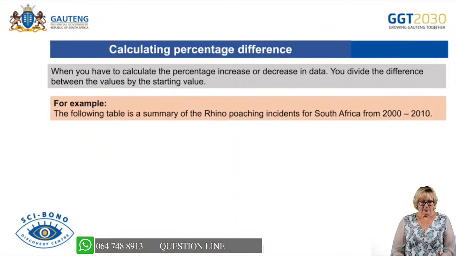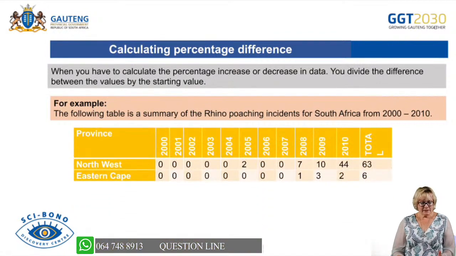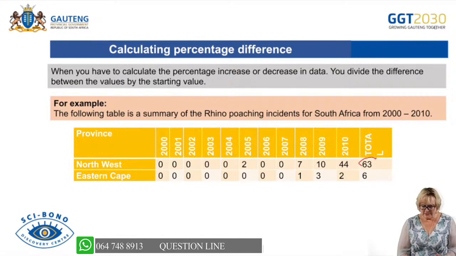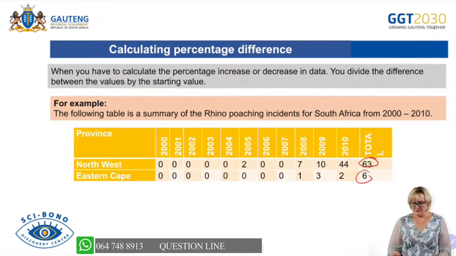For example, the following table is a summary of the rhino poaching incidents for South Africa from 2000 till 2010. So there's a table that they give us. They give us information for Northwest and for the Eastern Cape from 2000 to 2010. And they tell us how many rhinos were lost over those years in those provinces. Can you see? Northwest lost 63 and Eastern Cape lost 6. All right, so there was much more poaching happening in Northwest in that time.